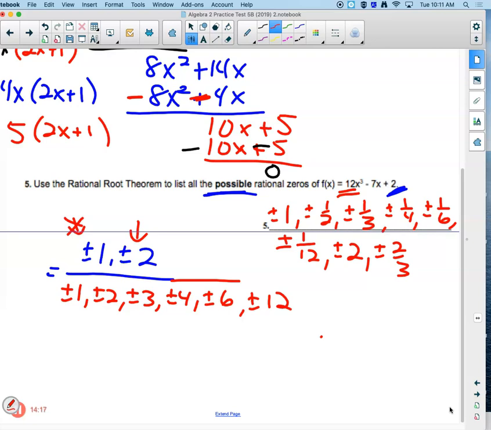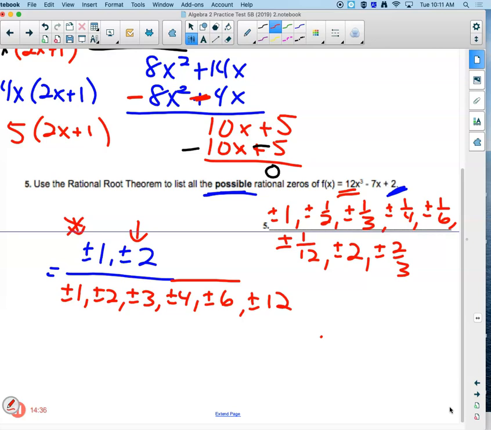2 over 4? Well, that's 1/2. Yeah, 1/2 is already up there. 2 over 6? That reduces to 1/3. 1/3 is already up there. 2 over 12 reduces to 1/6. 1/6 is already up there. So there's my list. There it is.